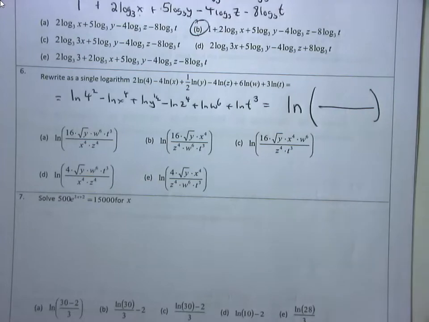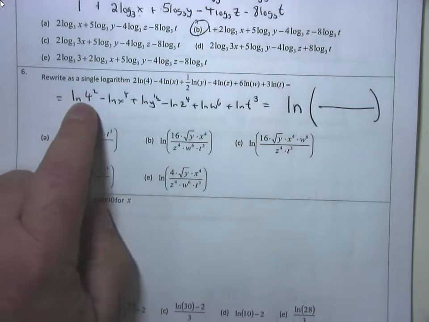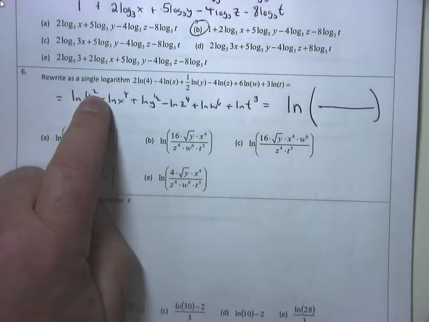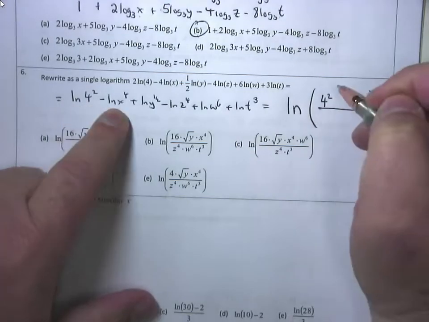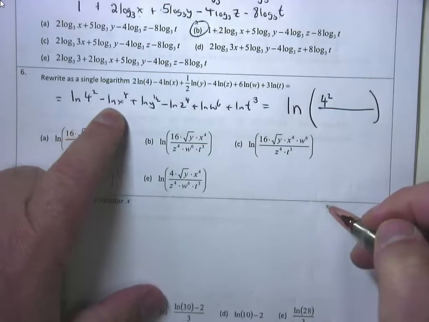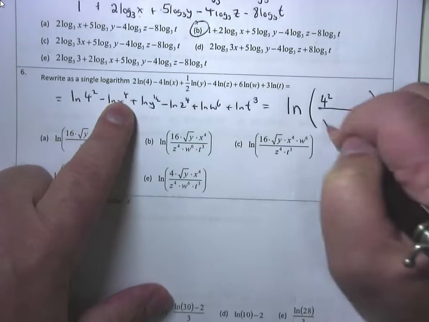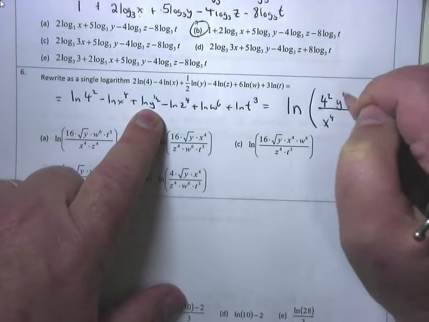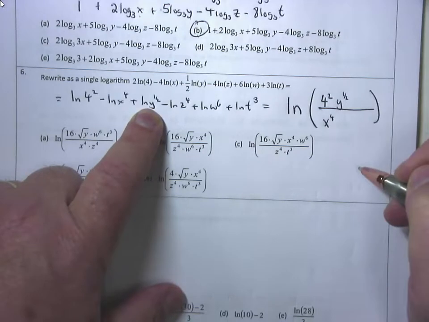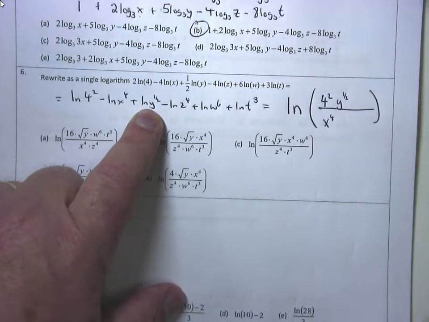So all I've got to do is keep up with what sign it is. What's the sign of this natural log of 4 squared? Positive, understood to be positive, so the 4 squared shows up in the numerator. That's a minus, so with the minus, the x to the 4th will show up in the denominator. This one's a plus, so the y to the 1/2 will show up in the numerator, because addition turns into multiplication. Multiplication shows up on top, numerator.